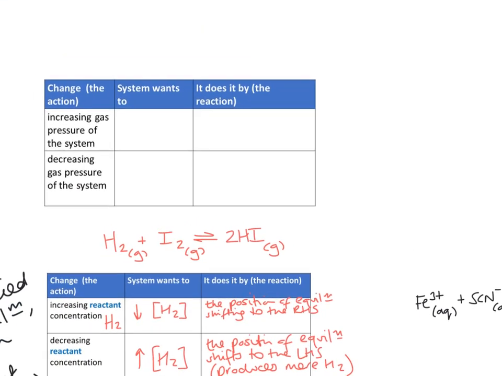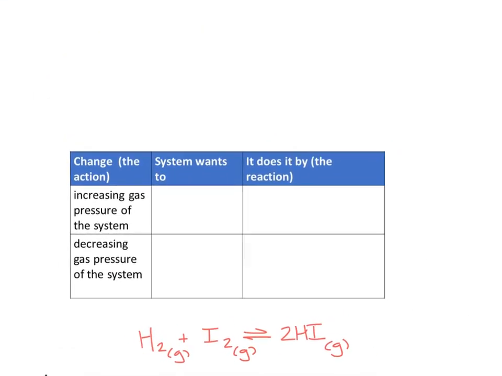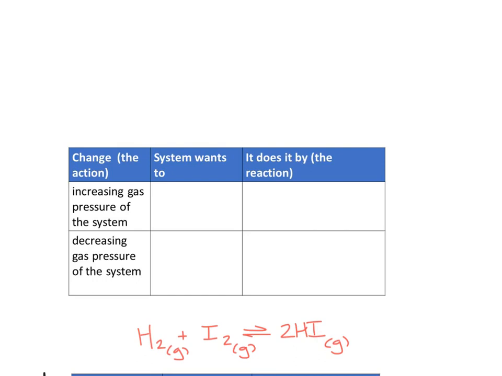Now, another condition that could change is the idea of gas and pressure. So here we have the Haber process, which is 1 mole of nitrogen reacting with 3 moles of hydrogen to form 2 moles of ammonia gas. Now, just like before, if we increase the gas pressure of a system, the system wants to oppose this change, so it's going to try and decrease the pressure.